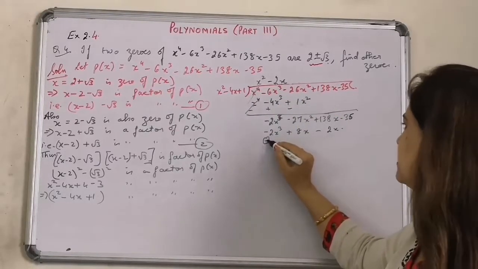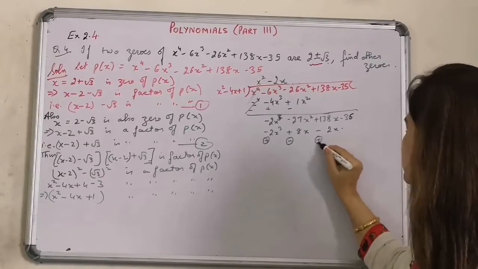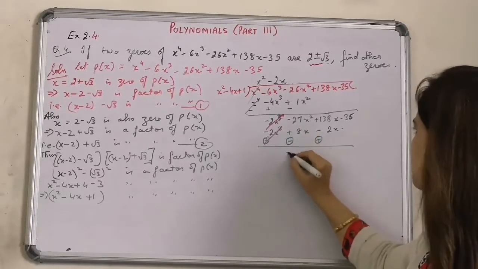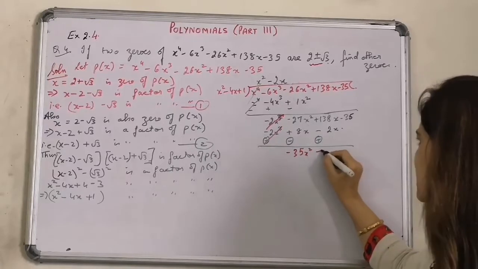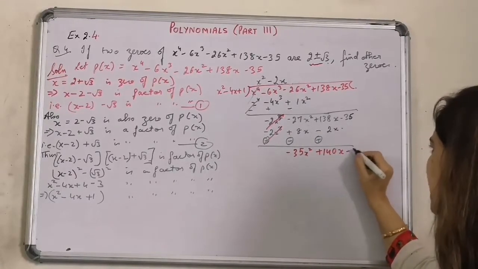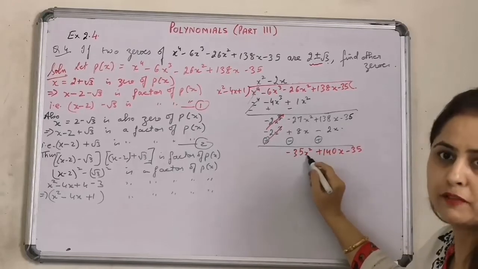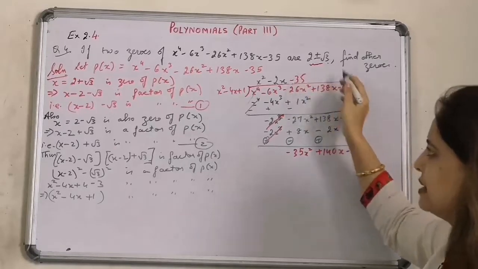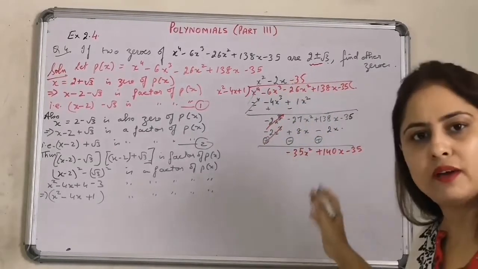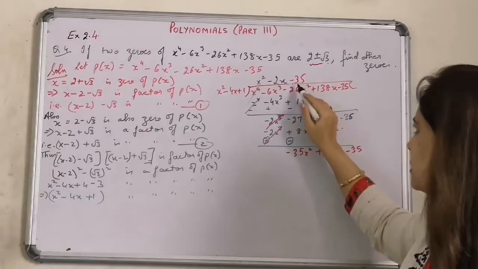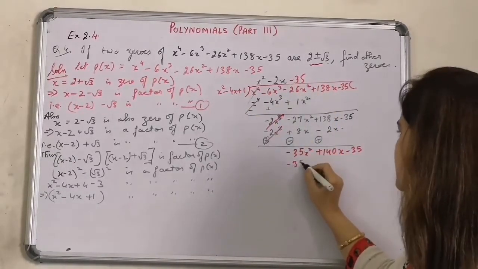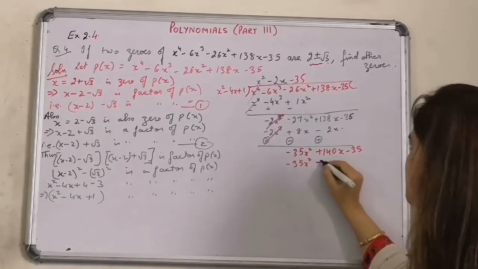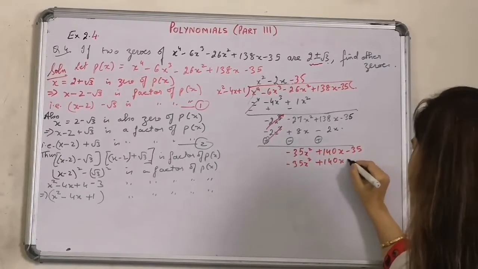Let's change the signs. What do we get? The first terms move out. We are left with minus 35 into x square plus 140 into x minus 35. Now minus 35 into x power 2 divided by x square is going to give me minus 35. Now minus 35 is going to multiply with each term of the divisor to get the next step. So what do we get? Minus 35 into x square. Minus into minus is plus, 35 into 4 is 140. So this is plus 140 into x minus 35.